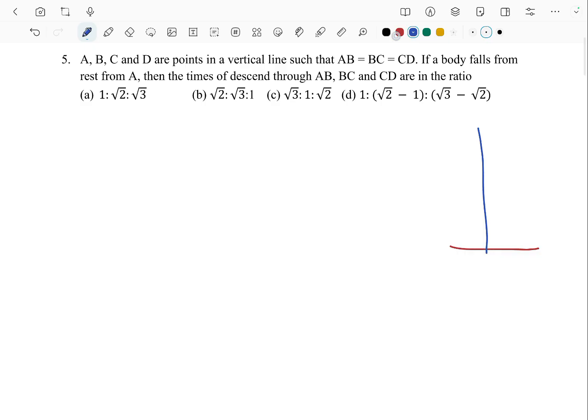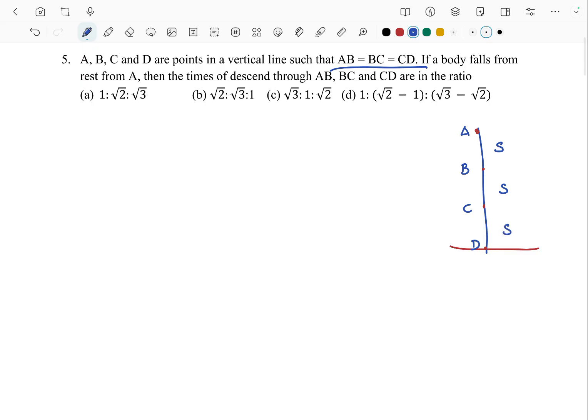There are different positions given to you, starting from the point A, then B, C and then D. So let's name them A, B, C and D. Now the distance between each pair of these points is the same, as they have given. So let me take this distance AB as y, from here to here BC is also y, and CD is also going to be y.